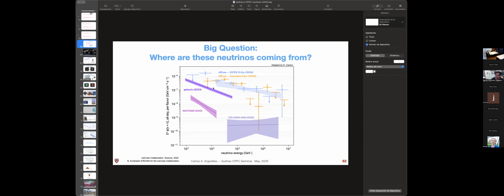We do not know what the current situation is, given the uncertainties in the normalization of the galactic neutrinos produced by cosmic ray collisions.